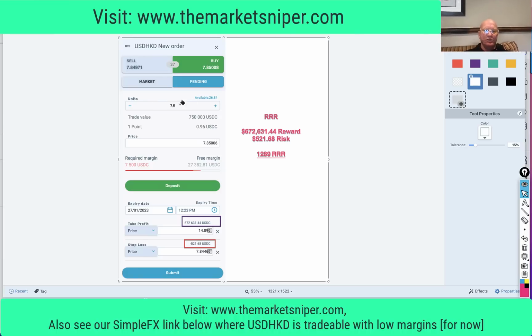This is an example on the SimpleFX of taking 7.5 units, which is essentially a trade value of 750,000 USDC. This sizing may not be appropriate for many people. It may be too small for some. It will probably be too big for many. 1 point essentially equals roughly $1. The price of entry could be in and around the peg level. I would look for 70.84s rather than 70.085s.